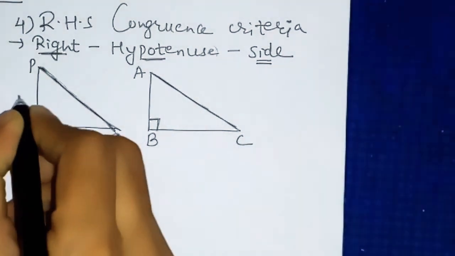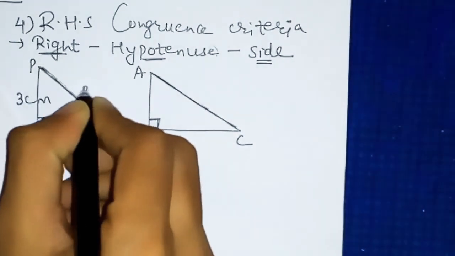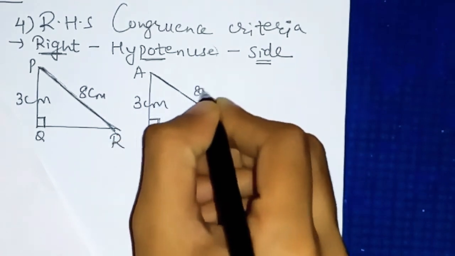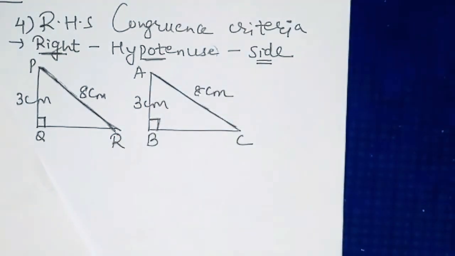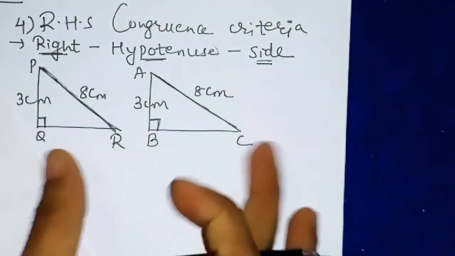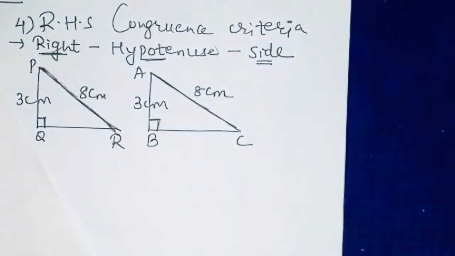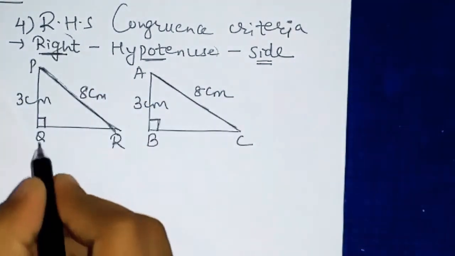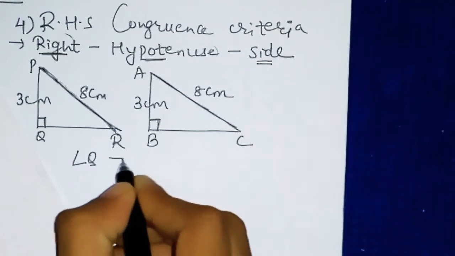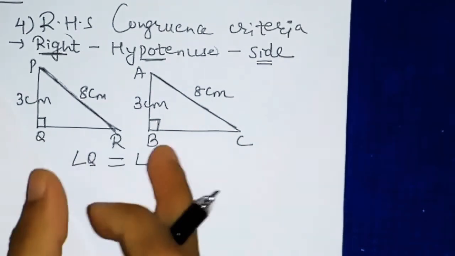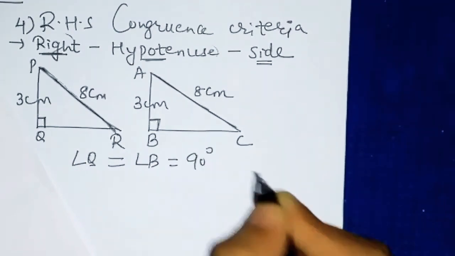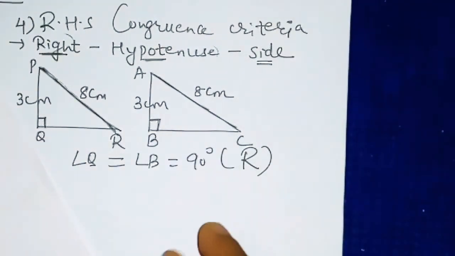For example, this is 3 centimeter and this is 8 centimeter. Similarly, this is also 3 centimeter and this is also 8 centimeter. Now if you compare these both triangles, according to this congruency criteria we can say that they are congruent, because as per the condition a right angle is there. Yes, angle Q is equal to angle B. Angle Q and angle B both are equal, both are right angles, both are equal to 90 degree. So I am writing R.